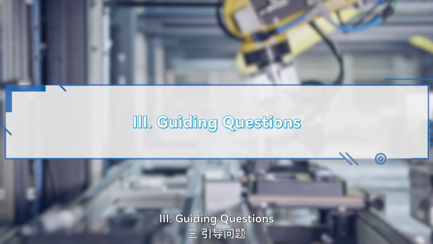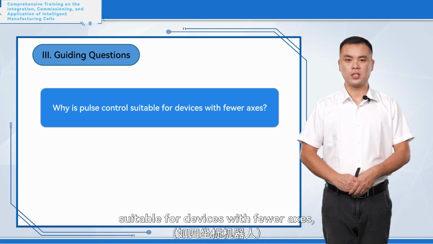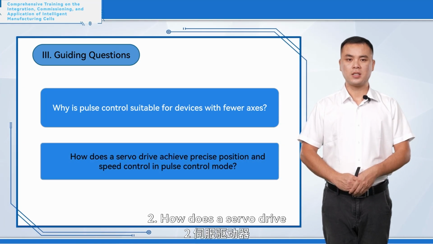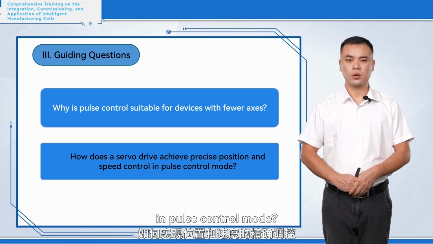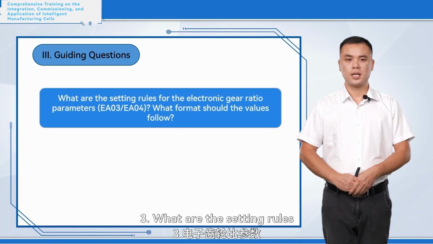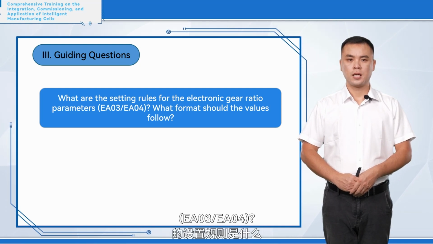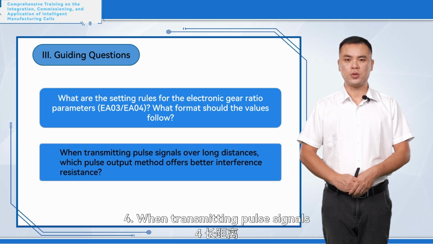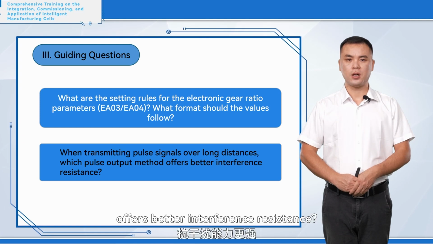3. Guiding questions. 1. Why is pulse control suitable for devices with fewer axes, such as 4-coordinate robots? 2. How does a servo drive achieve precise position and speed control in pulse control mode? 3. What are the setting rules for the electronic gear ratio parameters, EA03 and EA04? What format should the values follow? 4. When transmitting pulse signals over long distances, which pulse output method offers better interference resistance?